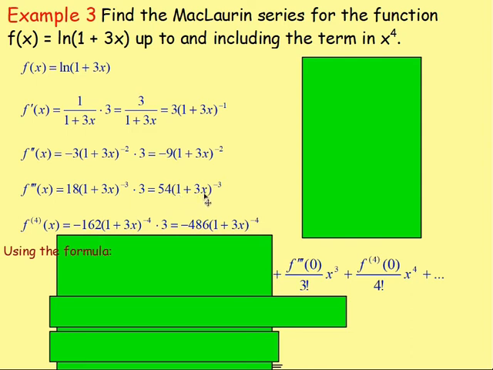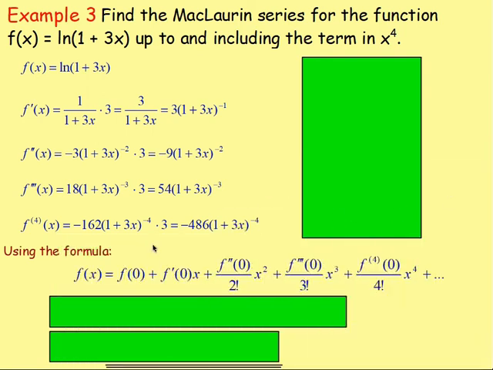Keep the brackets as they are, 1 plus 3x to the power of, decrease the power by 1, and again multiply by the derivative of what's in the brackets, multiply by 3. After that, you've got 3 times the negative 162, so that's negative 486. Keep the brackets as they are, and then you've got this negative 4. So that is us with the fourth derivative.